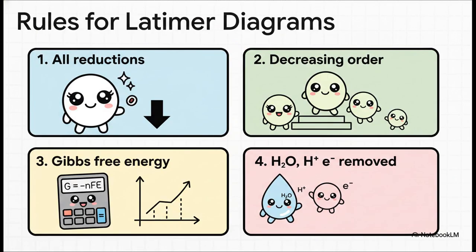Now, to read or build one of these, you just need to know 4 simple rules. 1. All the reactions are written as reductions. 2. Because of that, the oxidation states always go down as you read from left to right. 3. If you ever need to find a potential that isn't already on the diagram, you have to use the Gibbs free energy equation. That's the master equation that connects it all together. And 4. Just to keep things clean and simple, water, protons, and electrons are always left out.